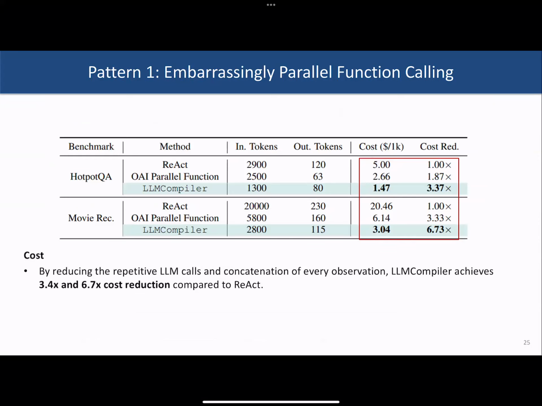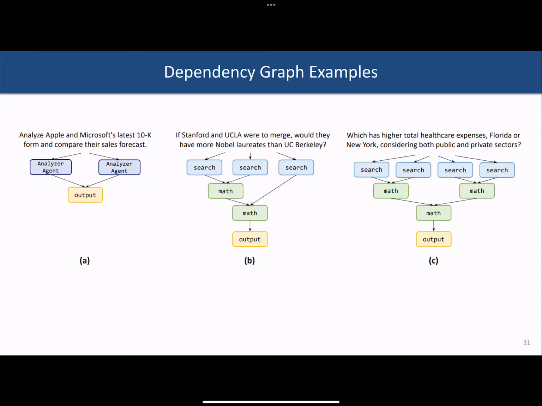Also, cost-wise, LLMCompiler can have up to 3x or 6x cost reduction on each of those benchmarks, because it avoids unnecessary LLM calls for every single reasoning and action step. So that's how we evaluated on the simplest case.